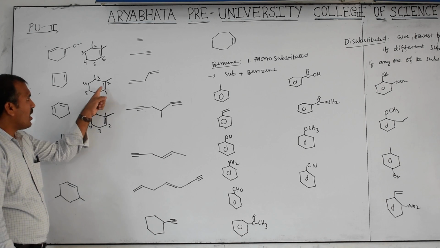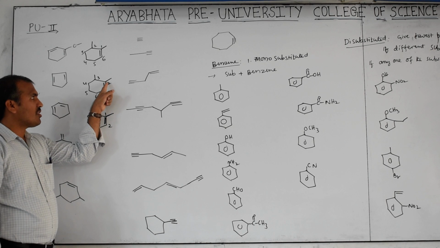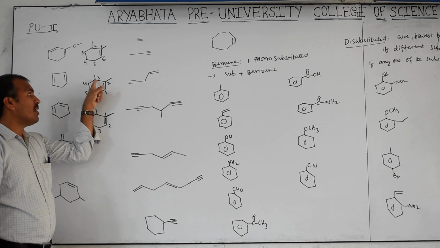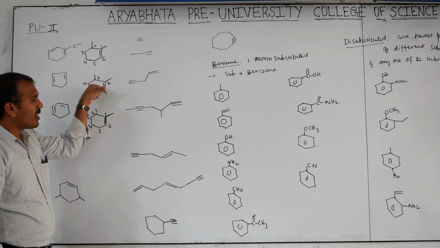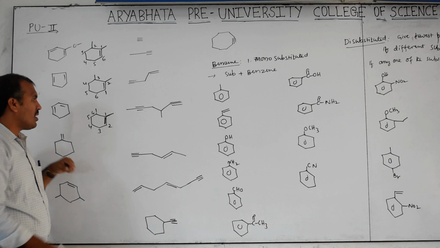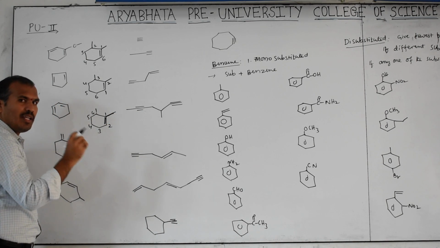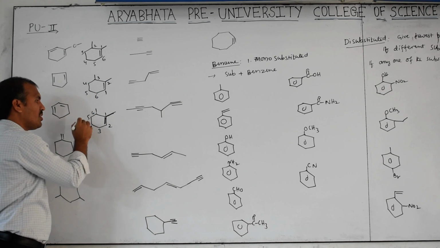Here the double bond got the first number, but which number did the first substituent get? Second. And the third substituent got the third. Here these two substituents look like they got the lower numbers, but that is not correct. When the first substituent is present, that should get the least. Then only you have to think about the second and third. So this numbering is correct.